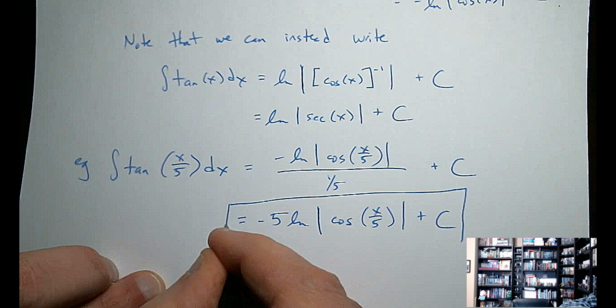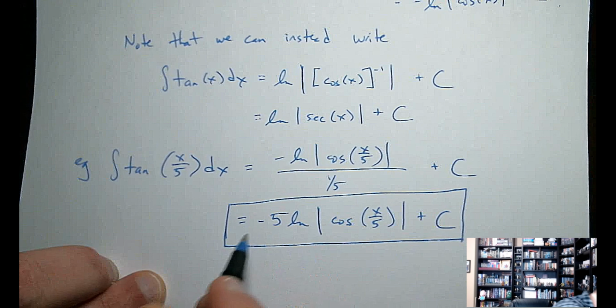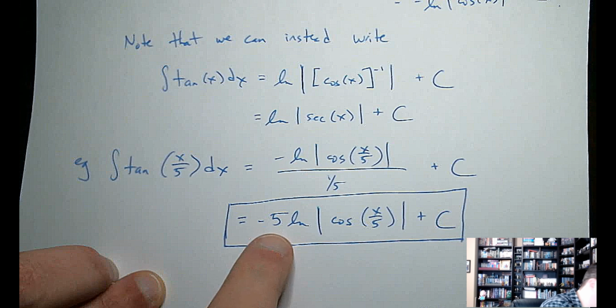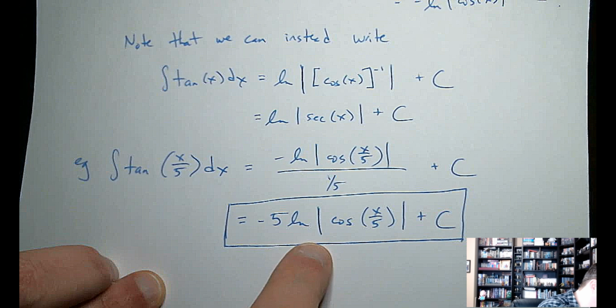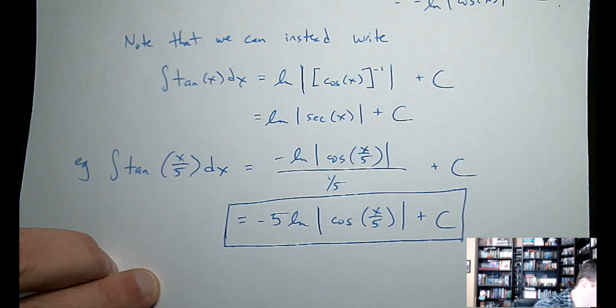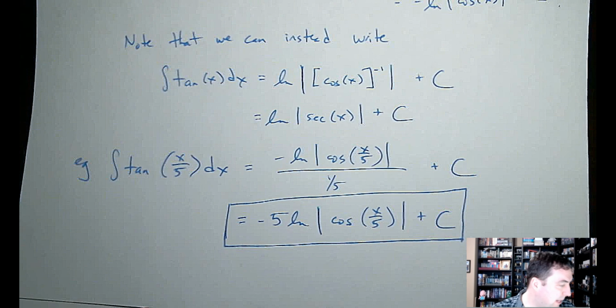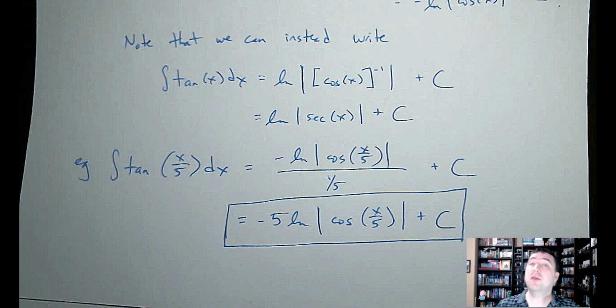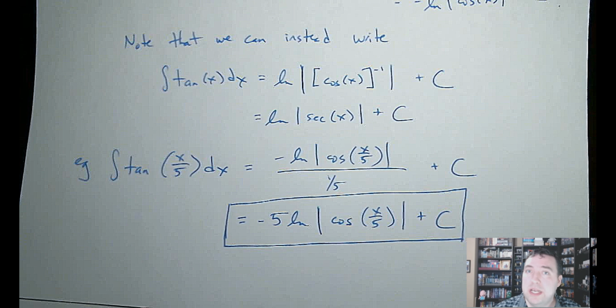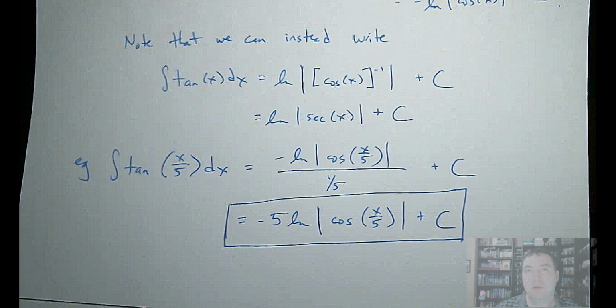Or, again, if you prefer the secant expression, you can write it as +5 times the natural log of the absolute value of secant of x over 5 plus c. And that's a perfectly reasonable way to write that one as well. So there we go. We've got our results now for the integrals of tangent and cotangent. Well, we already had sine and cosine, so we don't want to leave secant and cosecant out in the cold. Let's do those in the next video.